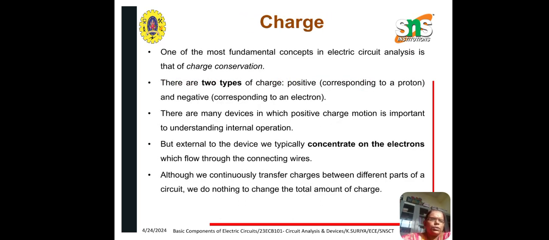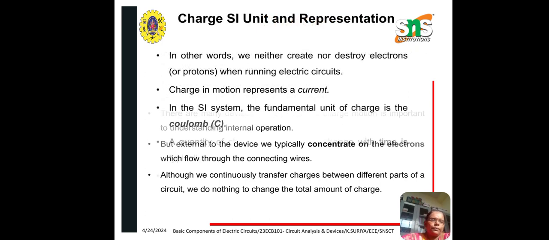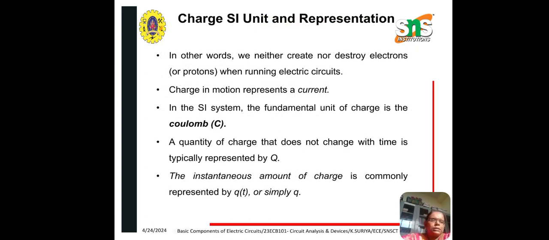So charge is one of the most fundamental parameters needed in circuit analysis. There are two types of charges, positive and negative charges. Positive charges correspond to protons and negative charges correspond to electrons. There are many devices in which the positive charge is important to understanding the internal operation. But external to the device, we typically concentrate on only the movement of electrons, which is the negative charges. So electrons will be flowing through the connecting wires. So the unit of charge is coulomb.